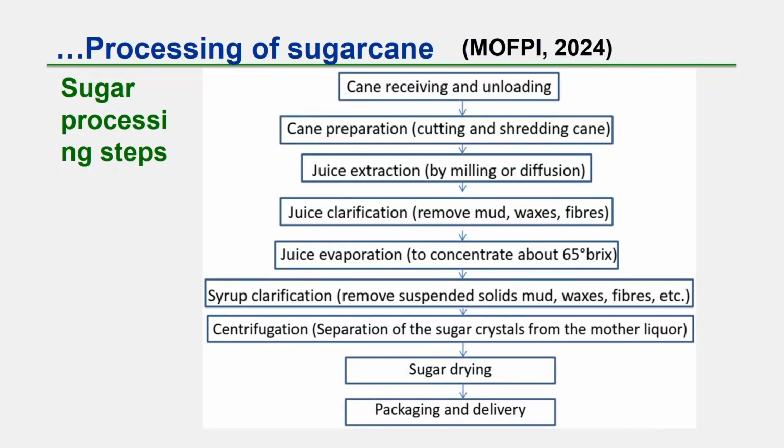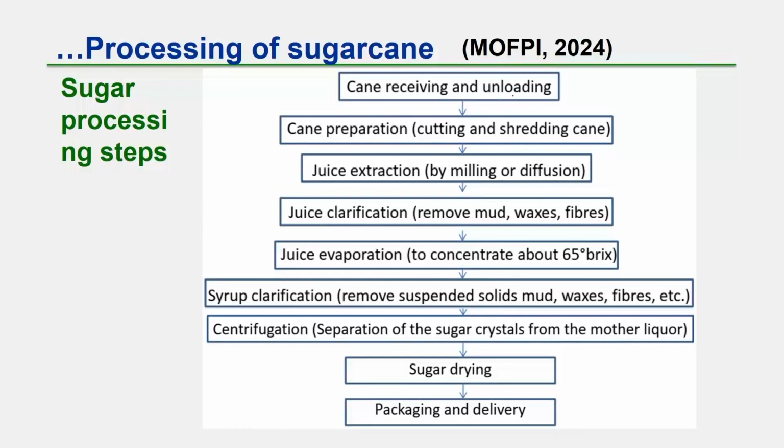Now, sugar processing steps. These are important steps. Students should know them. First of all, what happens? The canes or sugar canes are purchased by the factories, and they are transported from the farmers' field to the factories. So, cane receiving and unloading. Farmers bring this cane in bullock carts, in tractor trolleys, or in trucks. There are many means of transport through which sugar cane is transported from the farmers' field to the factory.